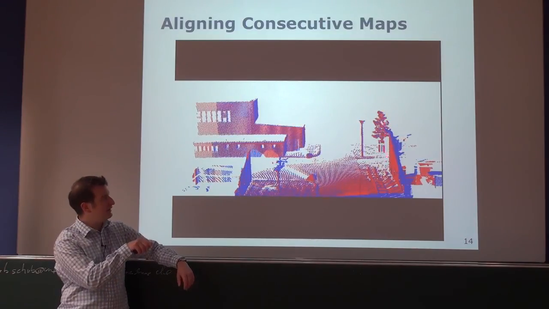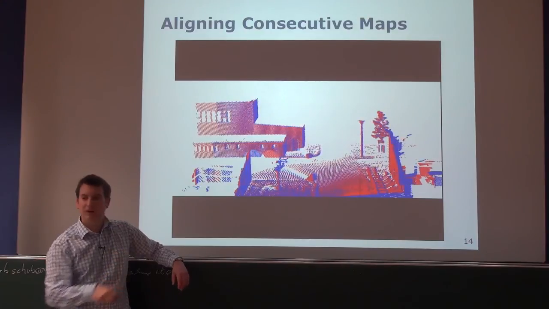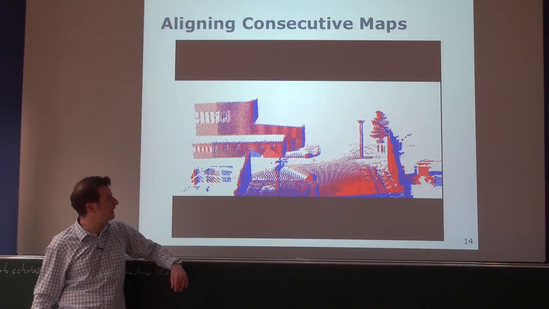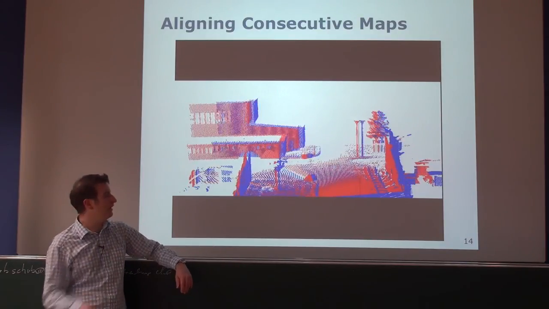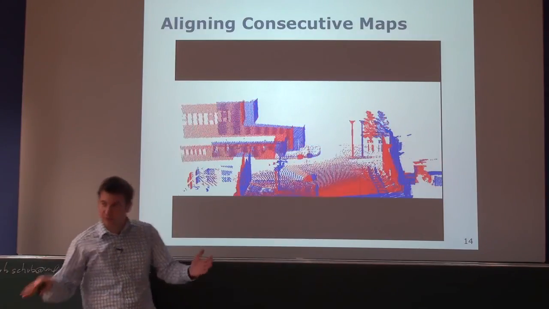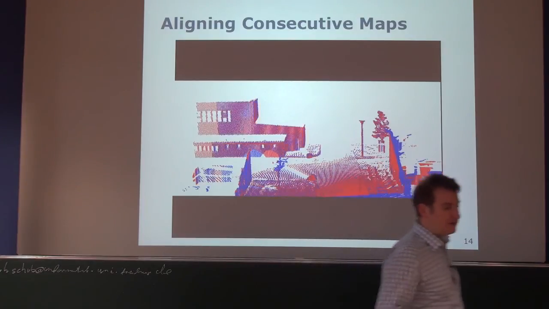So let's take the tree, the pole, and the walls and match them first. If you can separate those parts of the scan reliably, you typically are less likely to end up in a local minimum. And then in the end, you get this kind of alignment. So it's an iterative procedure based on ICP, which aligns those scans.